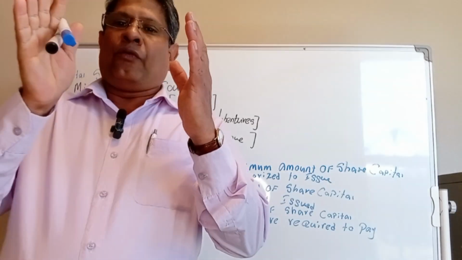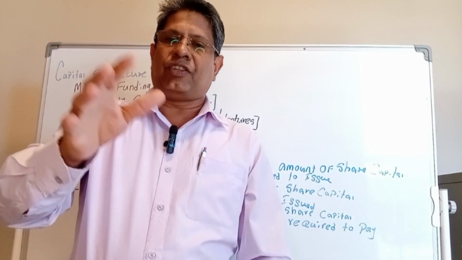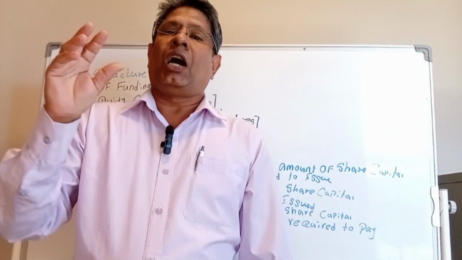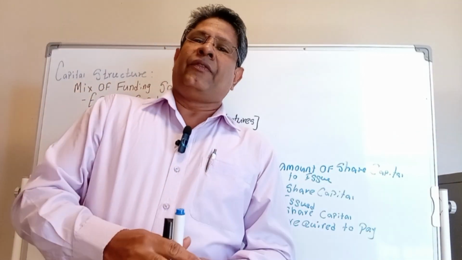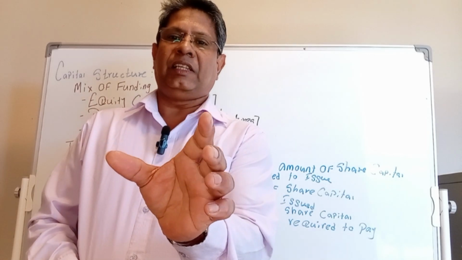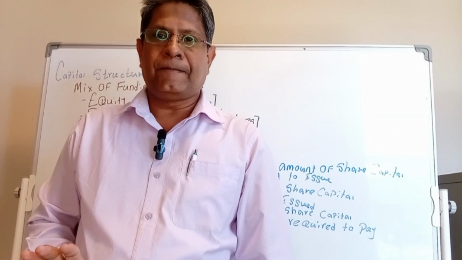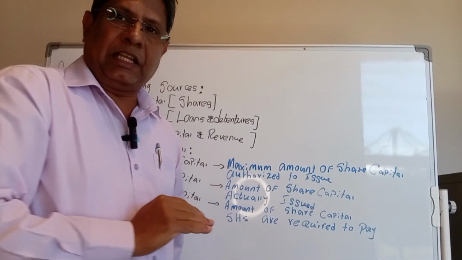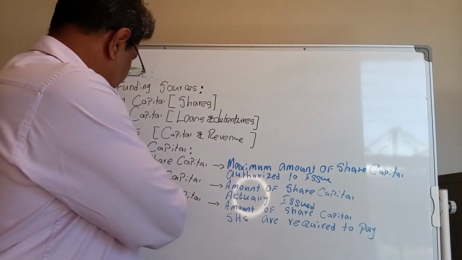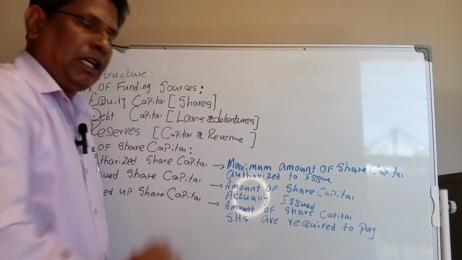From that 500,000 ordinary shares, let's assume that the authorized share capital was 500,000 ordinary shares of £1 each. Out of that, if the company has issued 300,000 ordinary shares of £1 each, then the issued share capital is the 300,000 ordinary shares of £1 each. Is it clear? Authorized share capital is the maximum amount of share capital authorized to issue. Issued share capital is the amount of share capital actually issued.